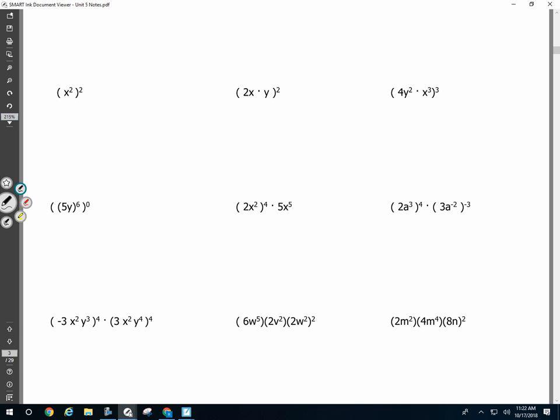Okay, we're right here. It would be 4 cubed, y to the 6th, x to the 9th. How do I know that? I can think about writing it out: 4y squared x cubed times 4y squared x cubed times 4y squared x cubed. What's 4 cubed? 4 times 4 is 16 times 4 is what? 64? Okay, so I got 64 y to the 6th, x to the 9th.